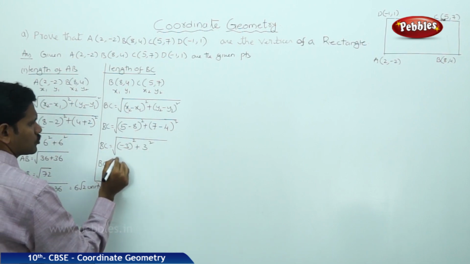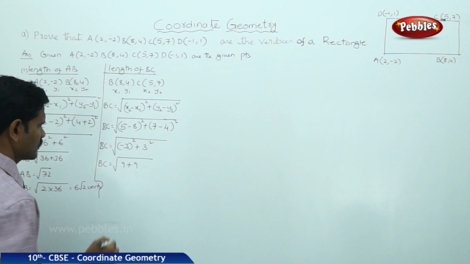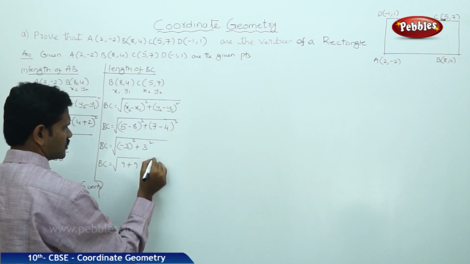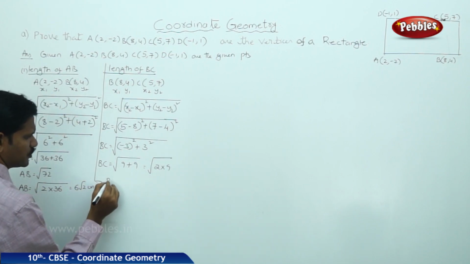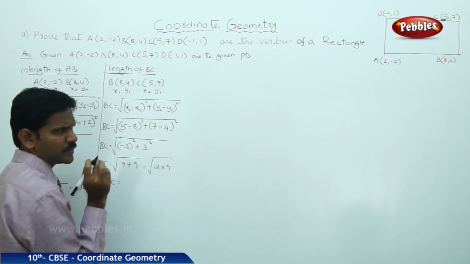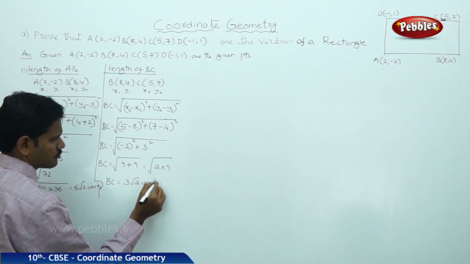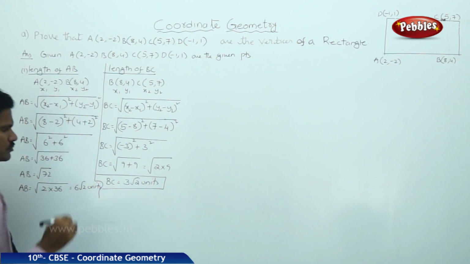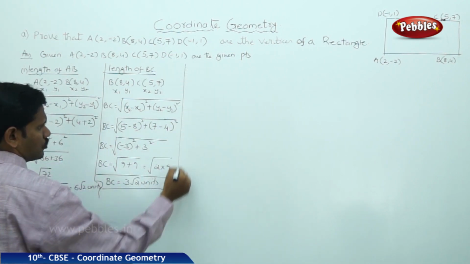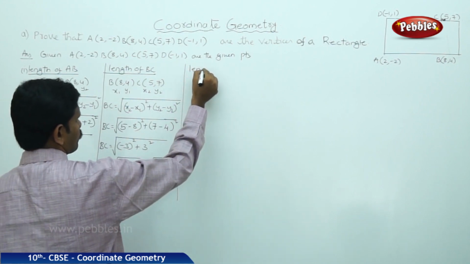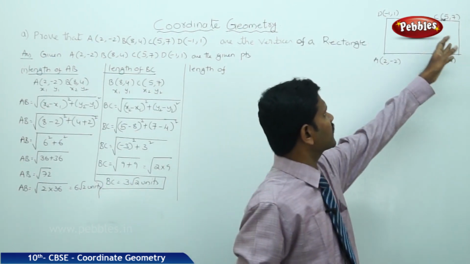That is BC is equal to root over 9 plus 9. 9 plus 9 can be written as 2 into 9. That is BC is equal to root 9 can be broken down into 3 root 2 units. Now the length of BC is equal to 3 root 2 units. Now AB completed, BC completed. Next length of CD.